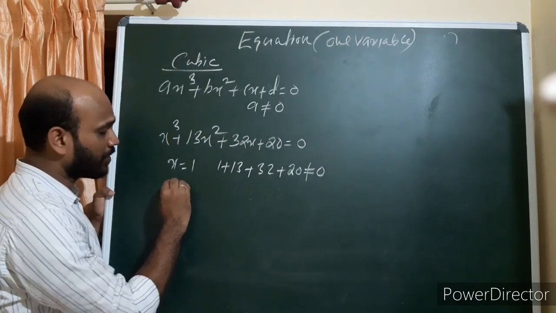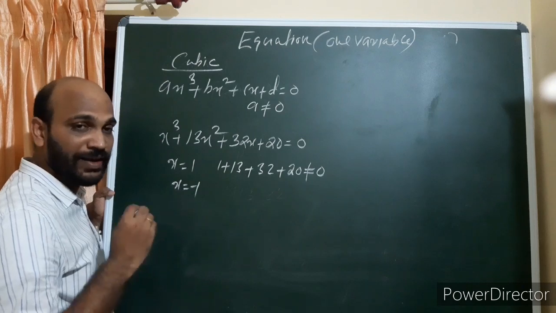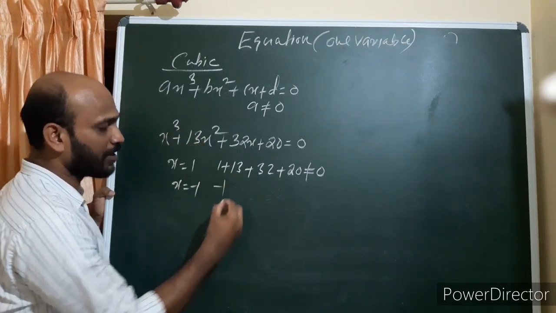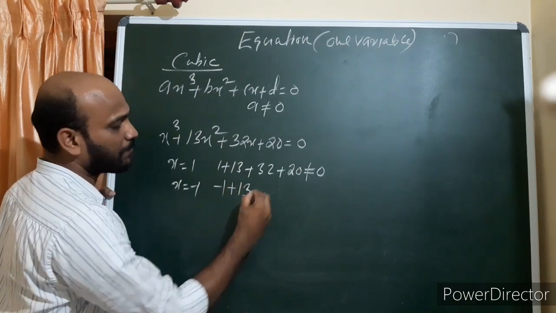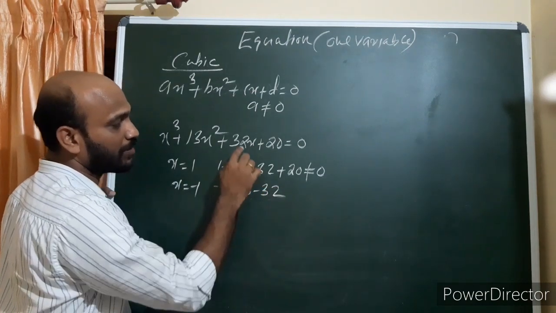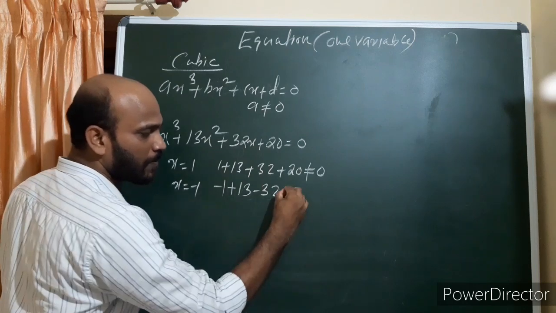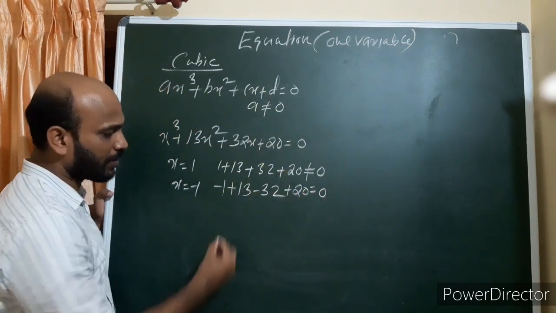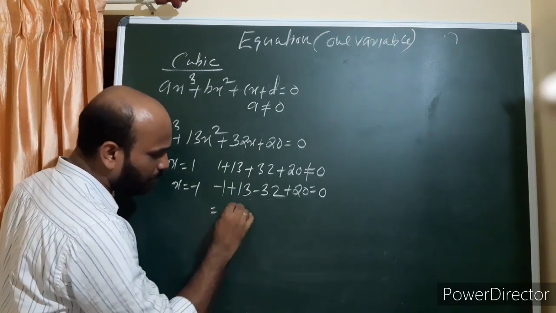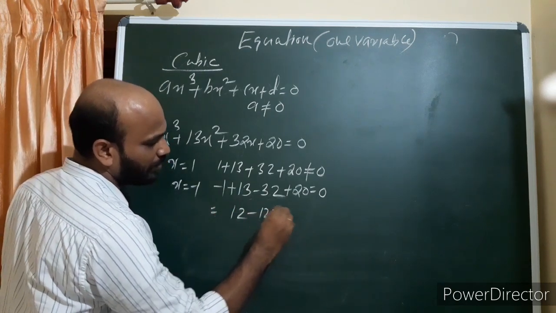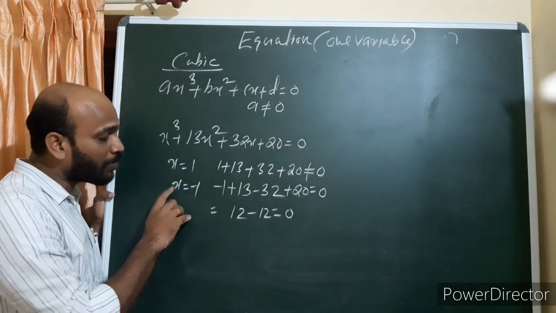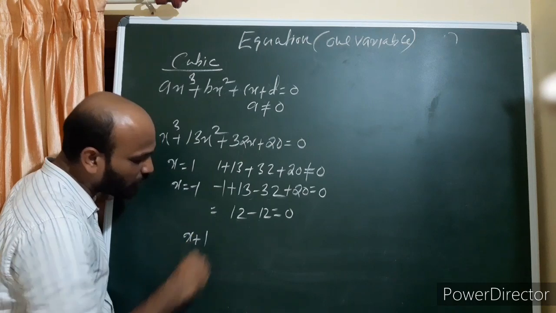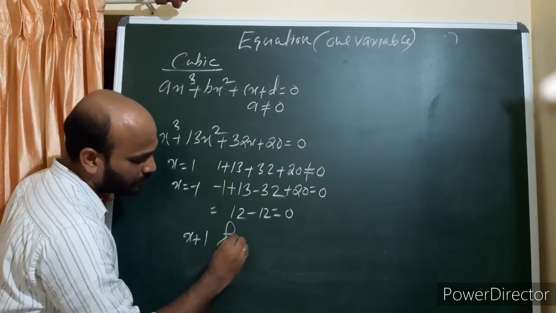Now we will go for next one, that is x equal to minus 1. And x equal to minus 1, this will become minus 1 cube is minus 1 plus 13 minus 32 plus 20 equal to 0. Okay. Now this is equal to 12 minus 12 equal to 0. That means x equal to minus 1 is root of this cubic equation. So x plus 1 will be factor.